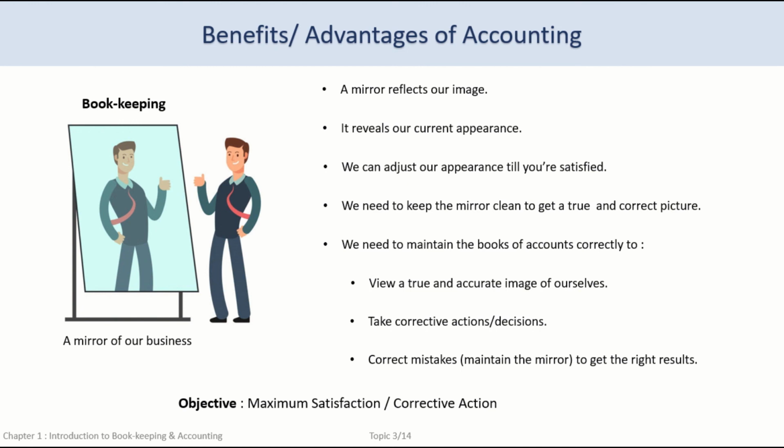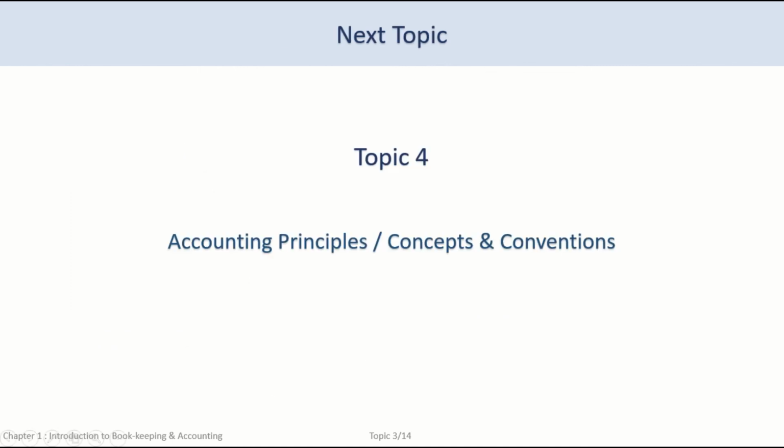This brings us to the end of this topic. In this topic, we have learned the objectives or the main purpose of accounting as well as its benefits and advantages. In the next topic, that is topic 4, we'll have a look at the accounting principles or concepts and conventions. It deals with the assumptions as well as common practices related to accounting.